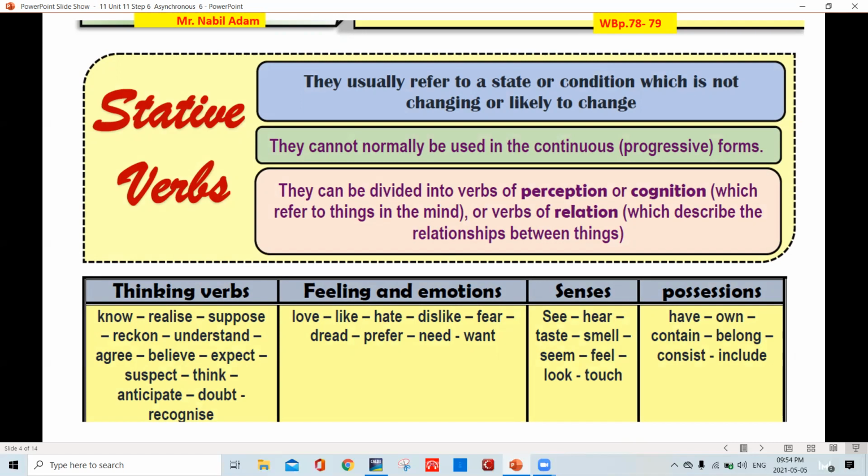Positions, verbs that indicate possession: have, own, contain, belong, consist, include. You cannot say Muhammad is having three brothers, but I say Muhammad has three brothers. I say Ahmed owns a new car. We don't say Ahmed is owning a new car. So all these verbs are called stative verbs. We don't use them in the continuous or progressive forms or tenses.